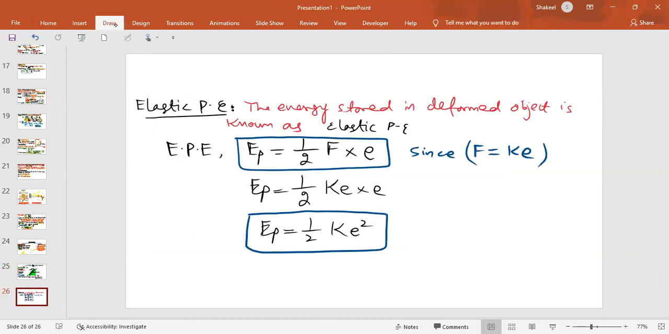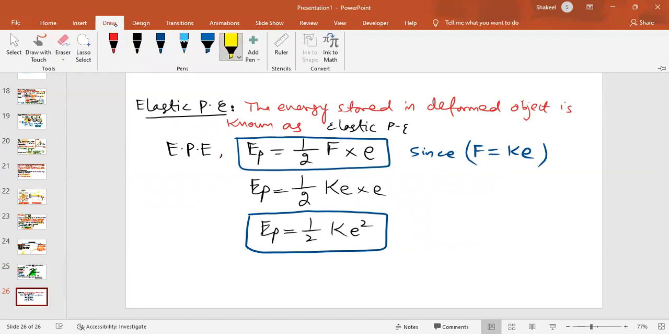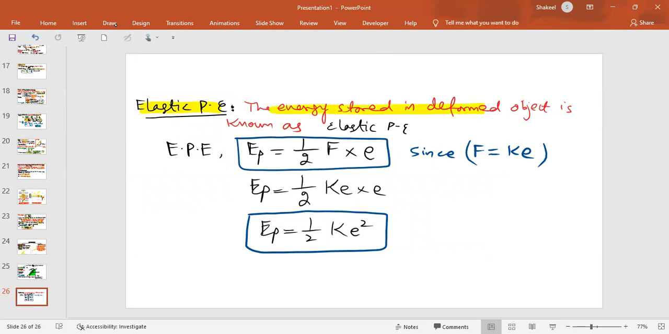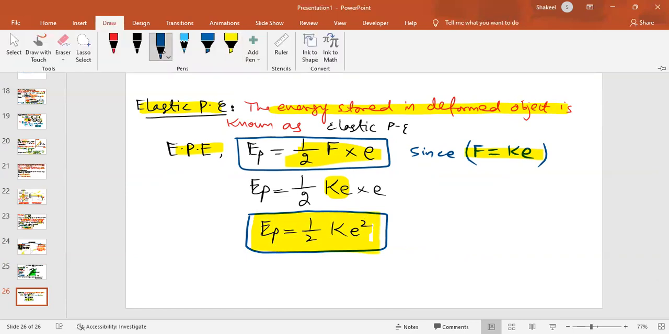Okay, lastly, we have to look at elastic potential energy. Elastic potential energy is the energy stored in the object, and it's equivalent to half Fe, where F is Ke. So when you replace F with Ke, you get another expression, which is half Ke squared. So that is known as elastic potential energy.